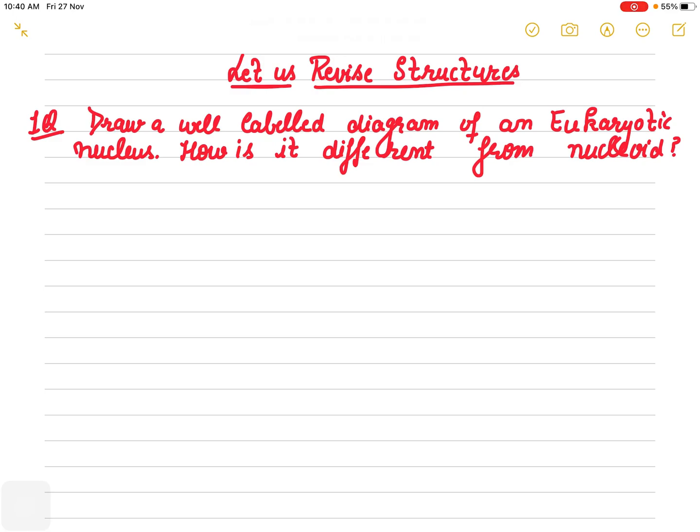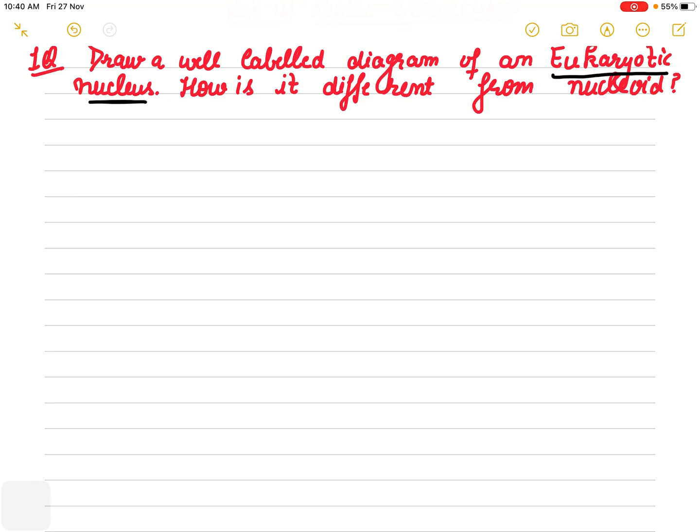So here the question is, draw a well labeled diagram of a eukaryotic nucleus. Sometimes this question is asked for 3 marks. You have to pay attention that you are asked about the eukaryotic nucleus, not the nucleoid, because nucleoid is present in the bacteria, right? A well defined nucleus is only found in the eukaryotic cell. So how to draw it?